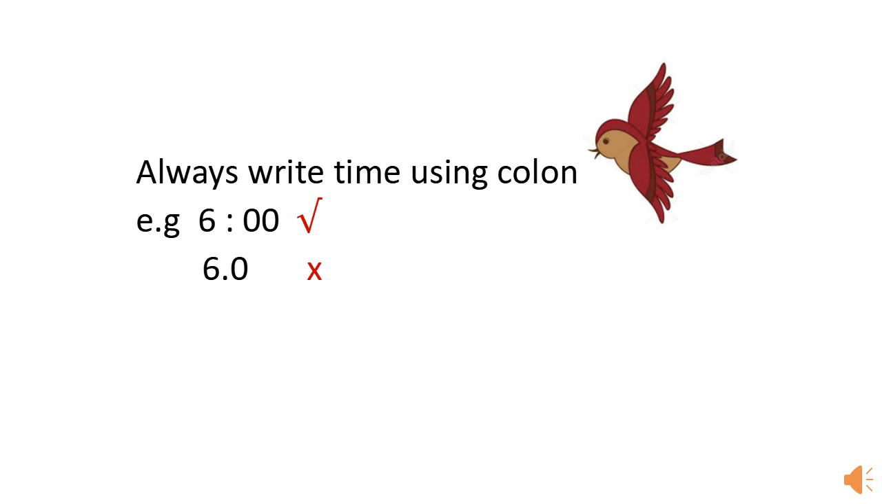Always write the time using colon. For example, 6 double dot 00 is correct. You cannot write this as 6.0. That becomes wrong.